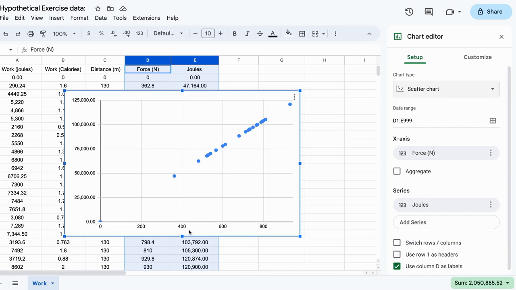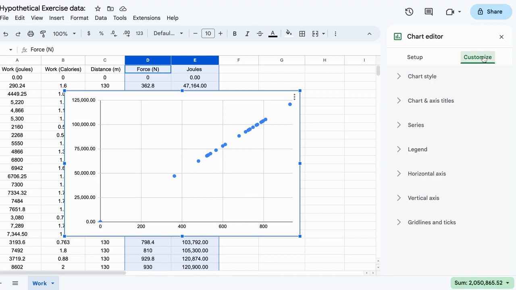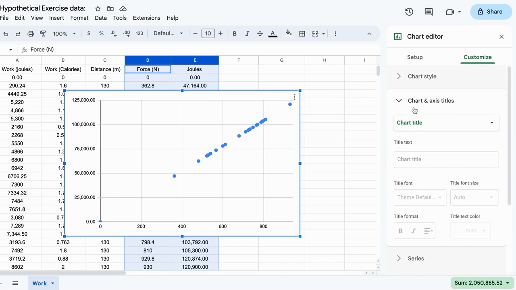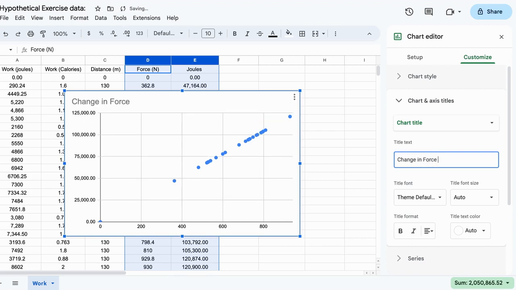I need labels. So let's go ahead and customize, and just go to chart title and labels. And let's call the entire graph change in force and joules of work. That works. You can do whatever you'd like. So I know what I'm looking at. This is force and joules.